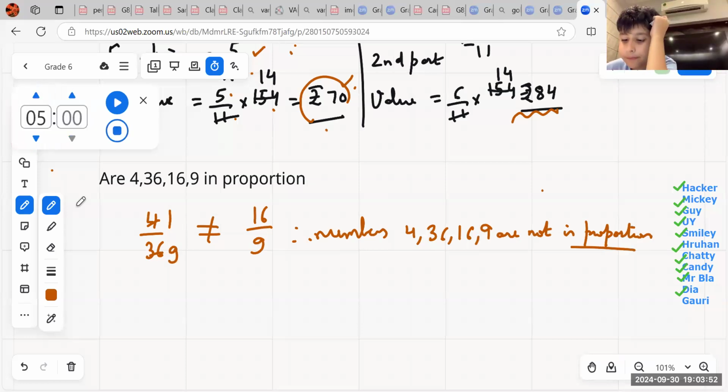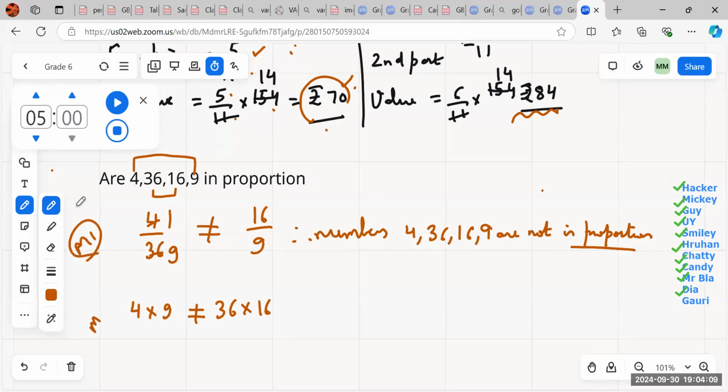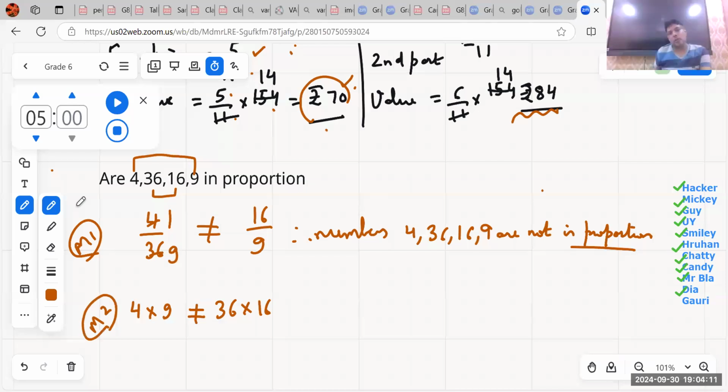Yeah, so let me tell you one more thing. There is one more method. Product of means is not equal to product of extremes. 4 into 9 is not equal to 36 into 16. So you can use method 1 or method 2 to check whether they are in proportion or not.